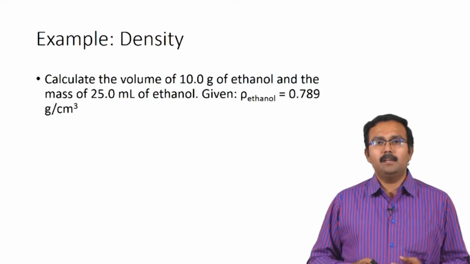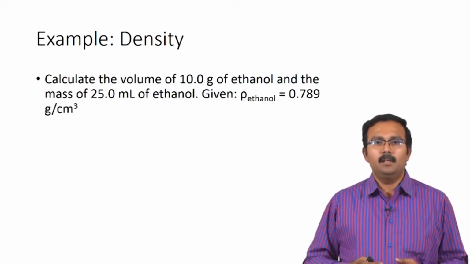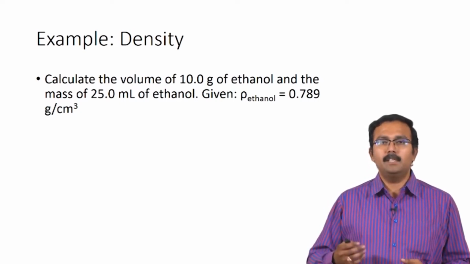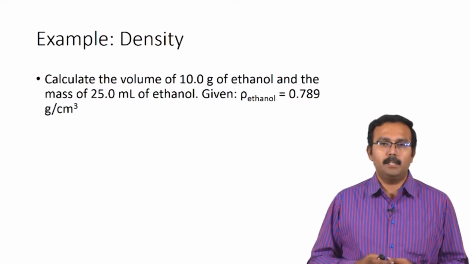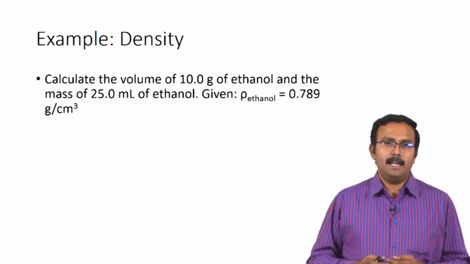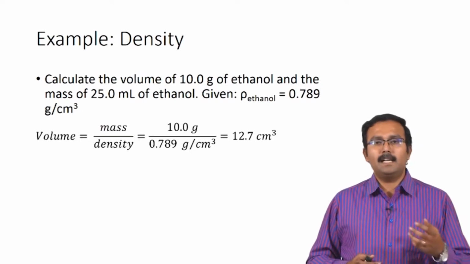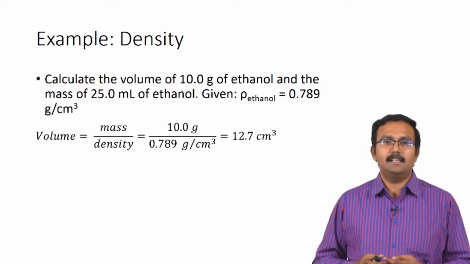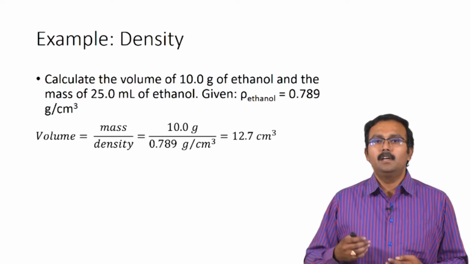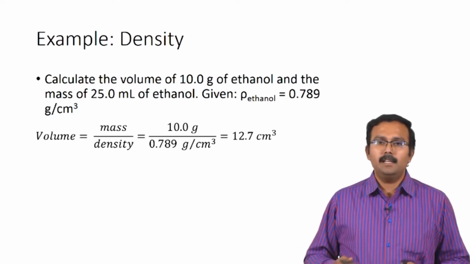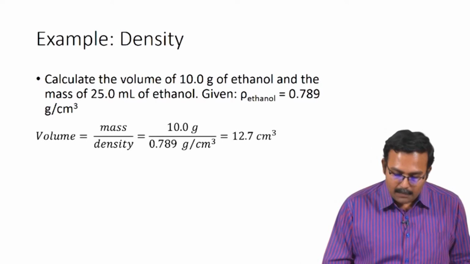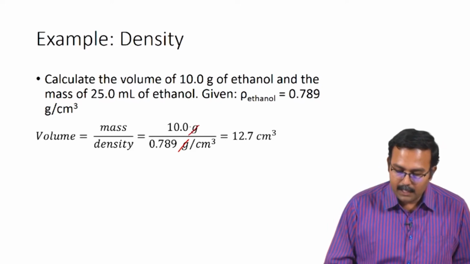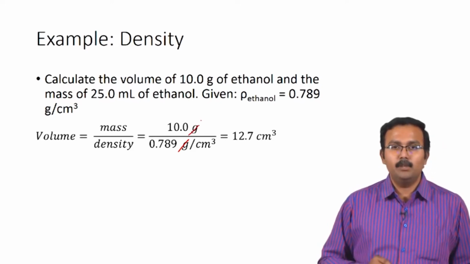Here you have been asked to calculate the volume of 10 grams of ethanol and the mass of 25 ml of ethanol using the density of ethanol which is 0.789 grams per centimeter cube. So, to calculate the volume of 10 grams of ethanol, we would divide mass by density. So, what we do here is 10 grams divided by density which is 0.789, we end up with a volume of 12.7 centimeter cube. If you look at this calculation, when we look at the dimensional aspect of it, the grams actually cancel each other off and the centimeter cube goes to the numerator, thereby giving you volume.